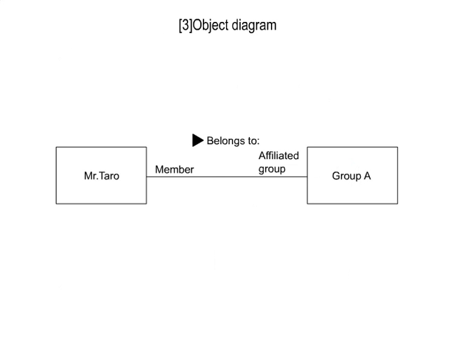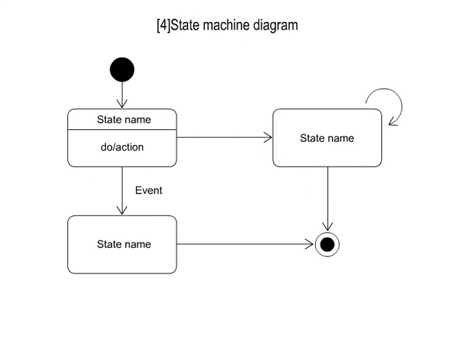3. Object diagram. Object diagrams are used to illustrate specific objects. The object diagram for Mr. Taro is a member of Group A is shown in this illustration. 4. State machine diagram. State machine diagrams, previously known as state chart diagrams, had long been used in the development of control software such as embedded systems and networks.